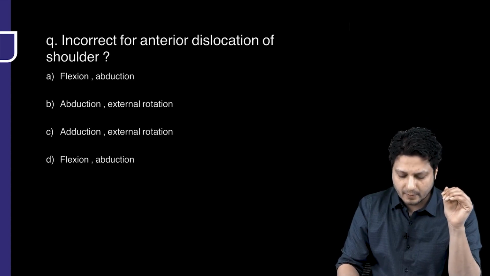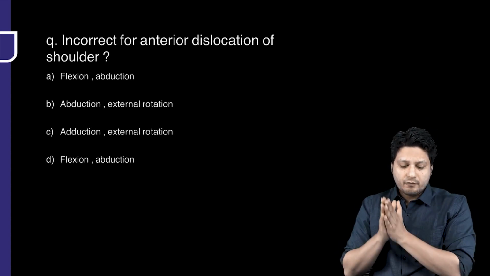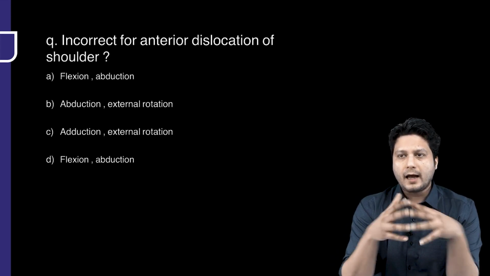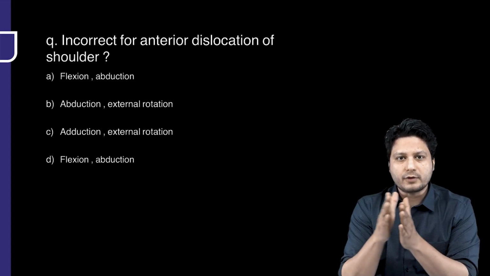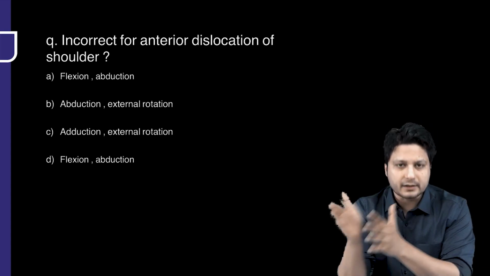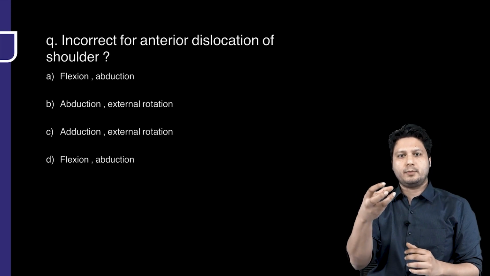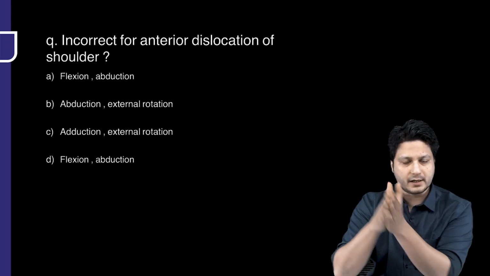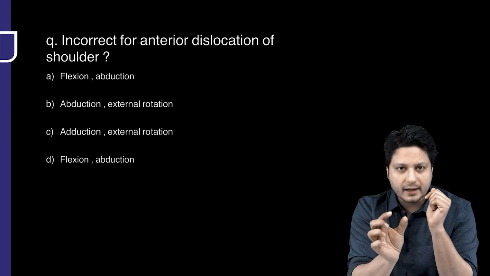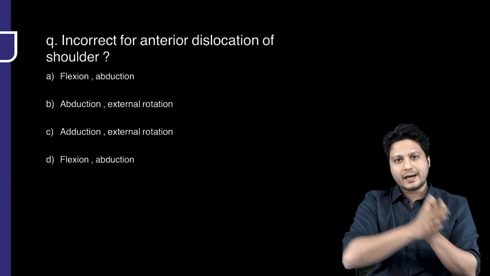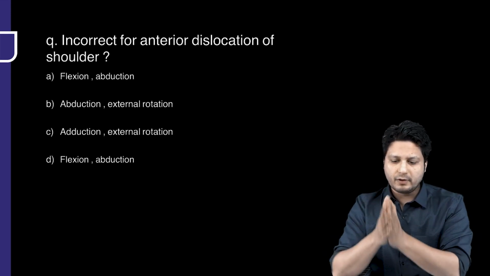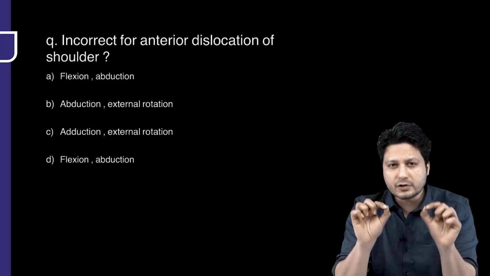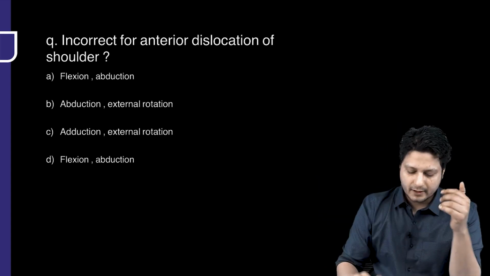Another question is: which of the following is incorrect for anterior dislocation of the shoulder? As you will come to know, dislocation of the shoulder has three different patterns based upon the position of the head of the humerus which got dislocated in relation to the glenoid. It could be anterior, posterior and inferior. They are asking what abnormal position the limb would be kept in once the patient has sustained an anterior dislocation of the shoulder, and you have to find out which one is the incorrect pattern. So, these are the questions.